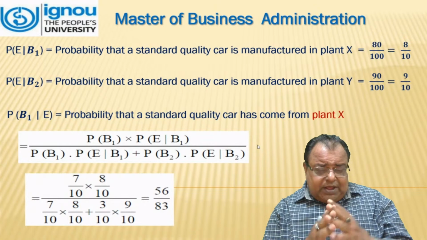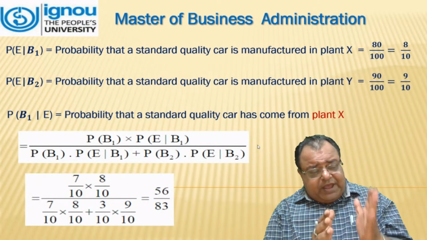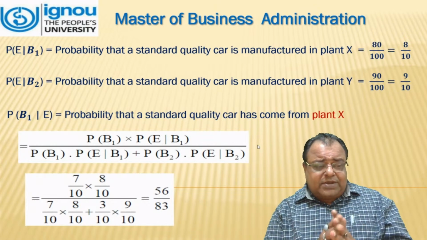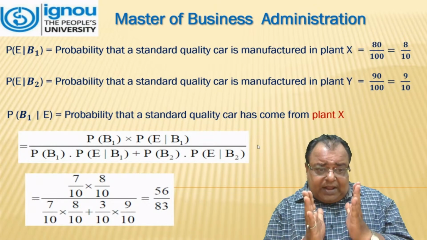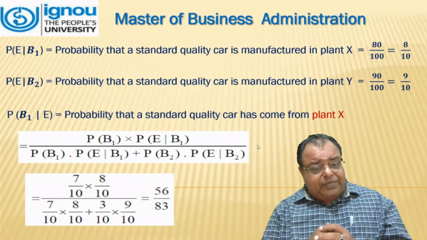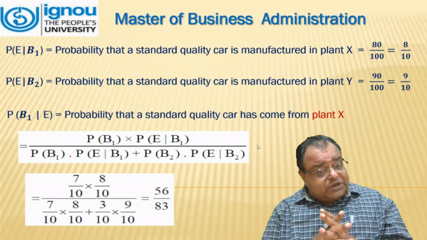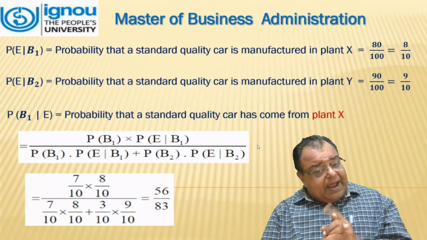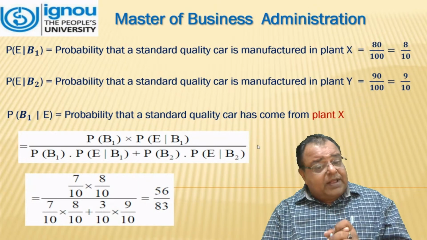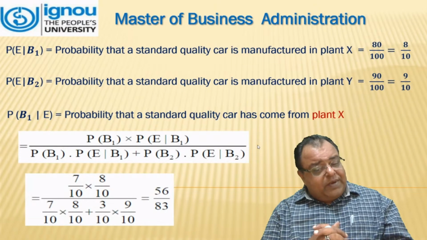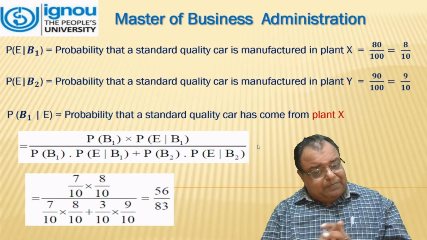Just moving further, if we have the same condition for the same problem, now the problem is we have to calculate the probability that a standard car has been chosen and it came from plant Y. So what are we going to change? In the numerator, in place of B1 we will be using B2, and the denominator will remain the same. The answer will be 27 by 83.